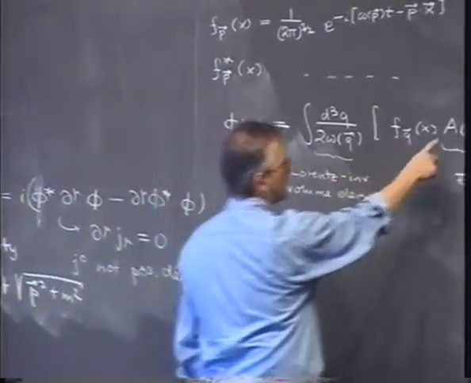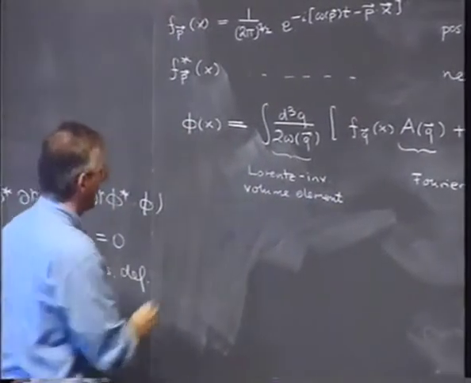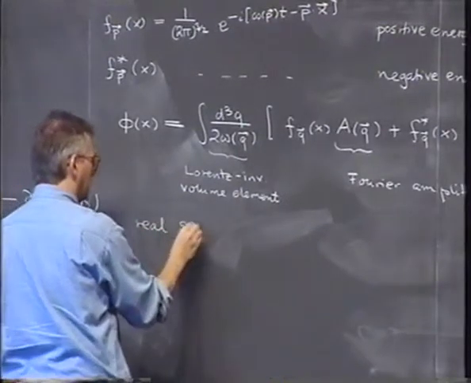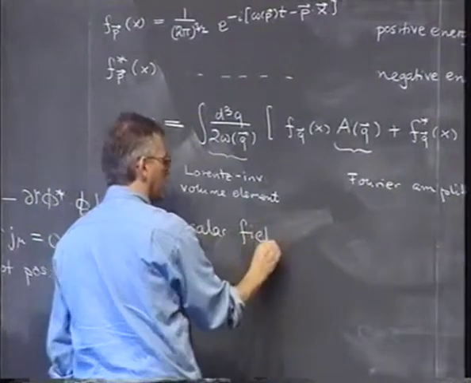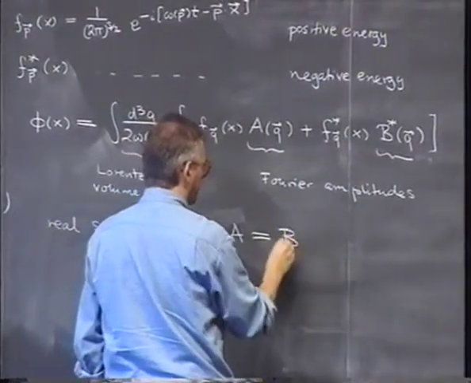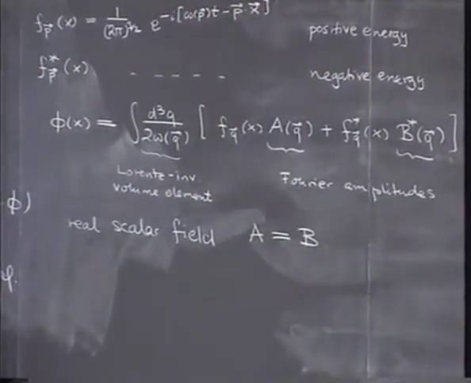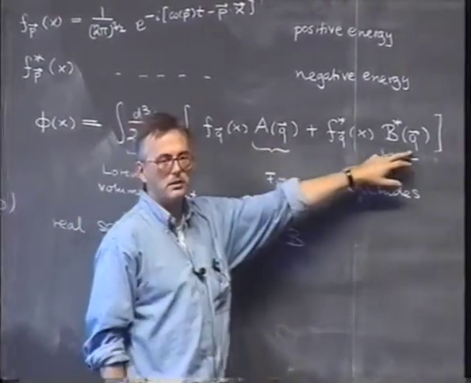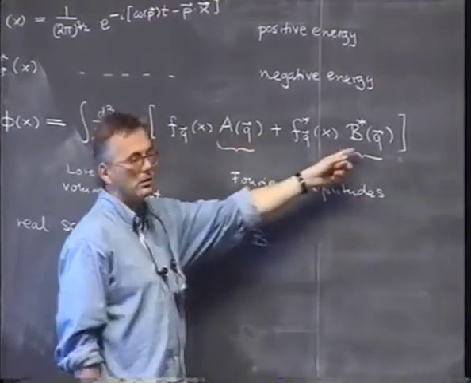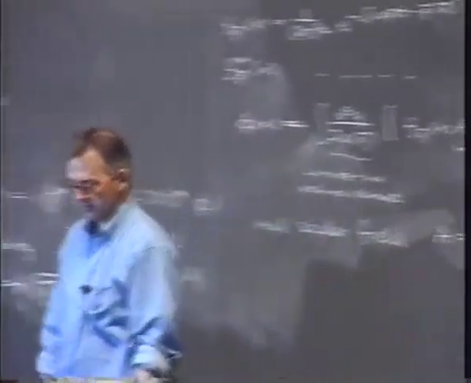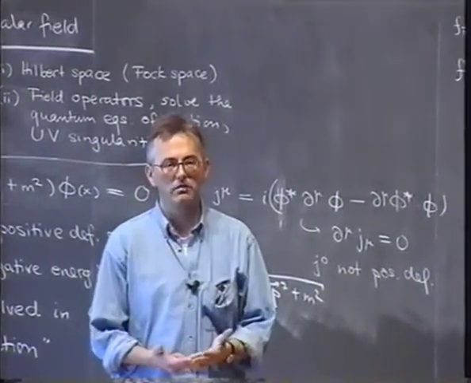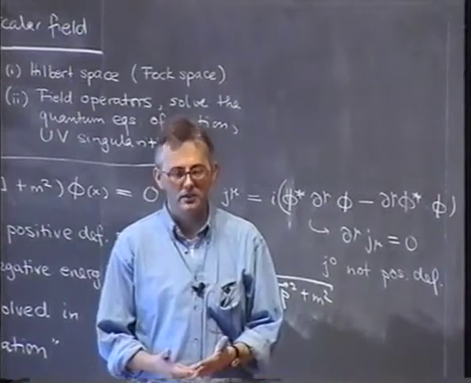Well, this is now complex. You see, if A is different from B, that's complex, and so this is a complex scalar field. And a real scalar field is obtained by setting A equals B. Already anticipating what this is going to be in the quantum theory, this is an annihilation operator, this is a creation operator, and if they're equal, it simply means that there's no distinction between particles and antiparticles. This is always the case when you deal with a real field. The photon field is real. The photon is its own antiparticle.